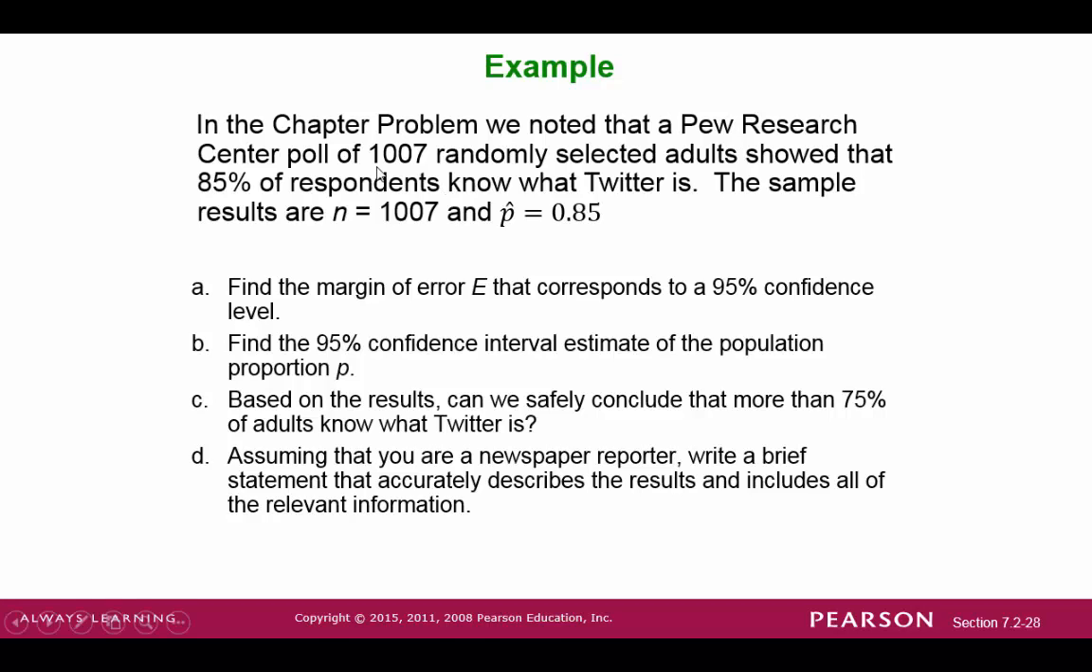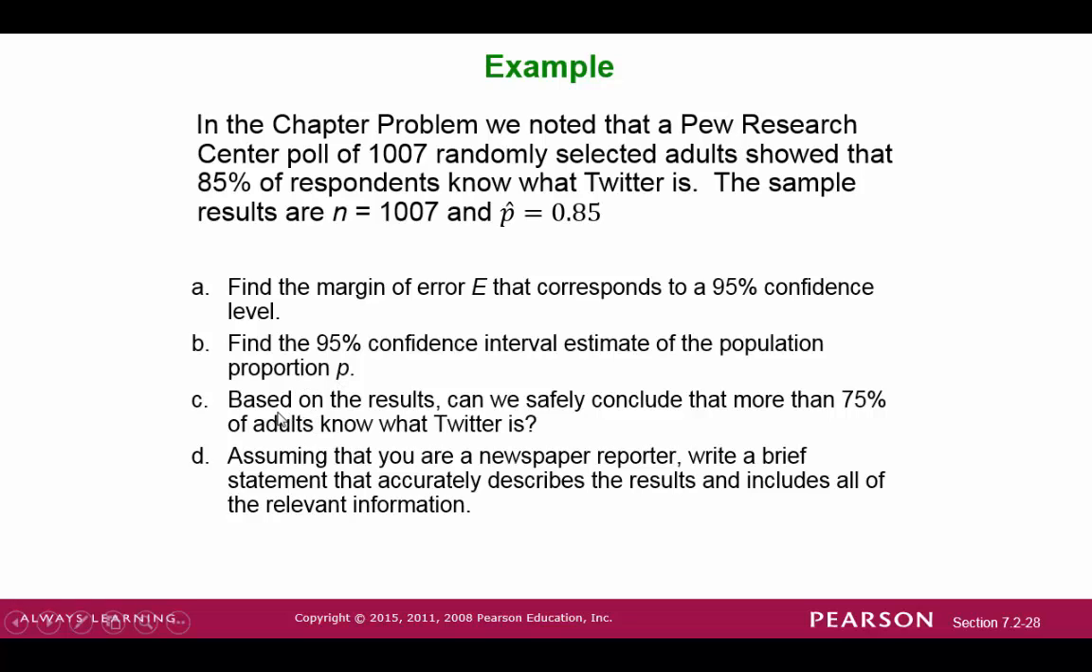Let's take a look at an example. In the chapter problem that we noted, the Pew Research Center poll of 1,007 randomly selected adults showed that 85% of the respondents know what Twitter is. So the sample results are n is equal to 1,007 and p hat is equal to 0.85. That is our sample. They want us to find the margin of error that corresponds to the 95% confidence level, and find a 95% confidence interval estimate of the population proportion p.